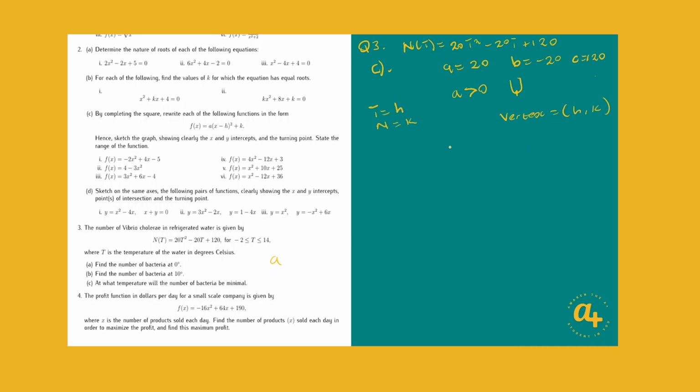Now that we have this out of the way, let's proceed to answering our question. To answer our question, we need to find the vertex, because when we find the vertex, we know what our temperature is and we know what our minimal bacteria is.